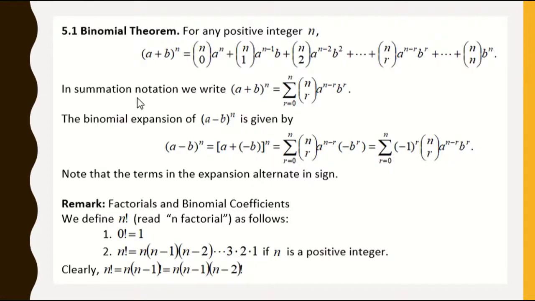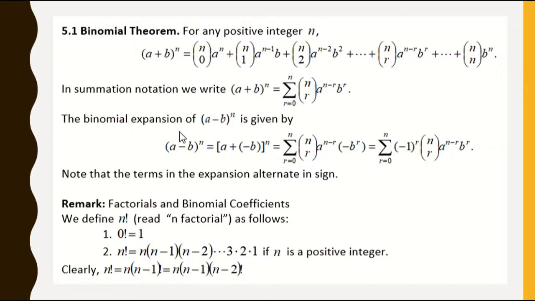In summation notation, we write (a + b)^n is equal to the sum of n taken r at a time times a^(n-r) times b^r from 0 up to n.